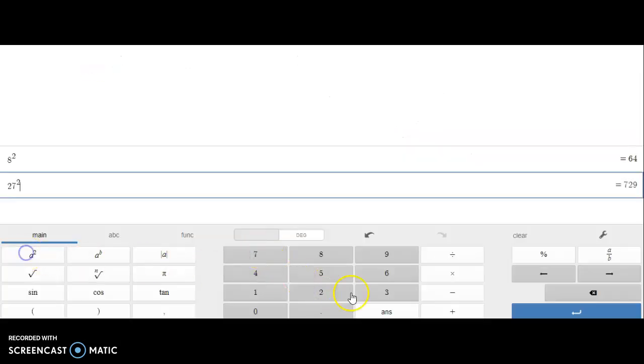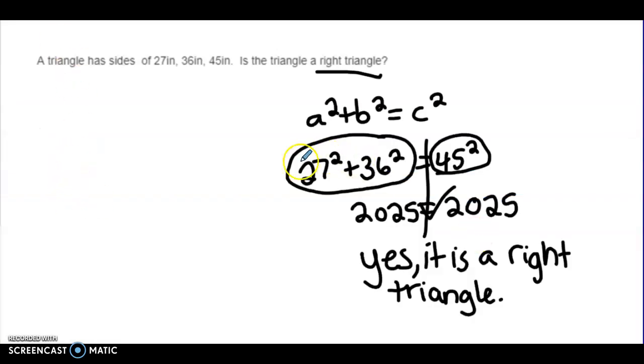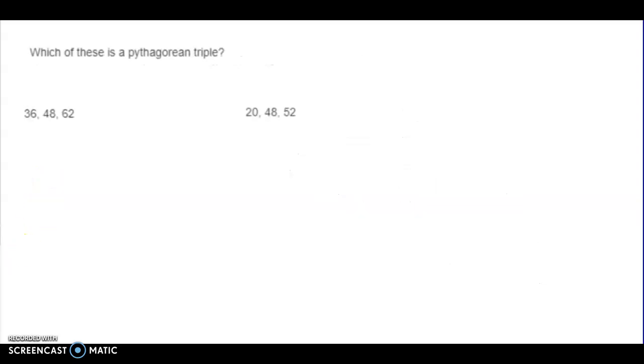So 27 squared plus 36 squared equals 2025. And then I'm going to calculate the other side on my calculator, which was 45 squared, and I'm going to see if they're equal. Since they're both equal, then yes, I know this is a right triangle because the Pythagorean theorem holds true. If you had calculated it and those two sides were not equal, then the answer would be no, it's not a right triangle. But since they are equal, then yes, it is a right triangle because the Pythagorean theorem works.